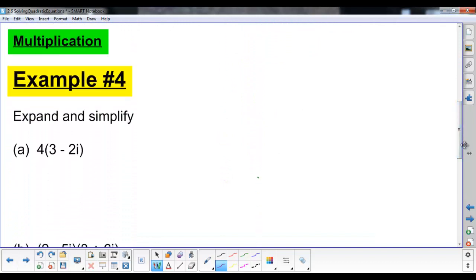Multiplication, again, same as working with variables. So we would just distribute this 4 inside the bracket, leaving me with 12 minus 8i. And that's it. Nothing else you can do there.